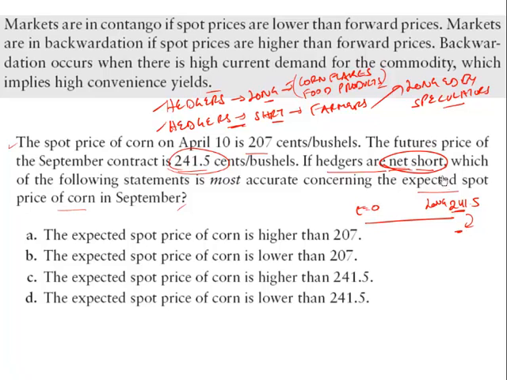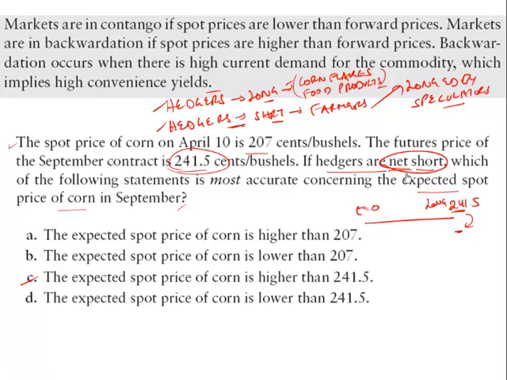So the speculator would have come into the contract only if the expected spot price at that time would be slightly higher than 241.5, because the hedger will take that small loss. The hedger will say, fine, I will sell it at 241.5 even though the actual price may be slightly higher, but at least I have locked in my sale. And what if the price was lower? Then I would not have been able to sell anything to anyone.